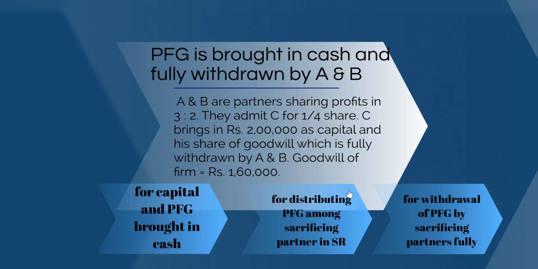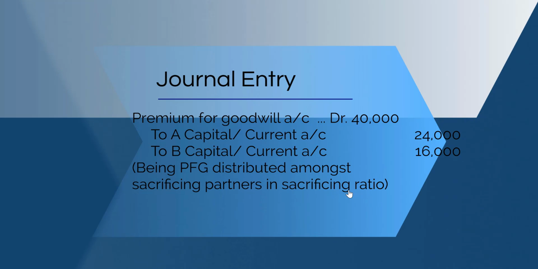The next journal entry is for distributing the premium for goodwill, which is brought in by C, amongst the sacrificing partners in the sacrificing ratio. Here again the sacrificing ratio between A and B is 3:2. The journal entry for distribution: premium for goodwill account debit rupees 40,000 to A's capital or current account rupees 24,000, to B's capital or current account rupees 16,000. Narration being the premium for goodwill distributed amongst the sacrificing partners in sacrificing ratio.